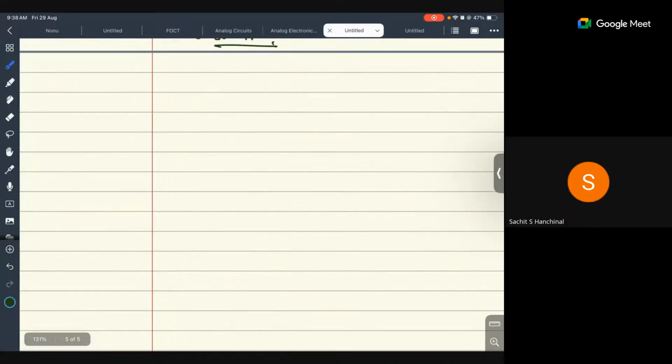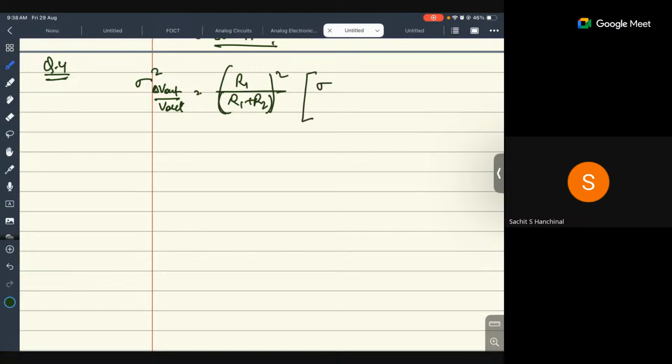Okay, that is question number 5. Question number 4: basically there is some issue in question number 4, but I will tell you. We have to calculate the variance of the output voltage. So sigma square del V out upon V out, if you remember the formula, is R1 upon R1 plus R2 square, times sigma square del R1 upon R1 plus sigma square del R2 upon R2.